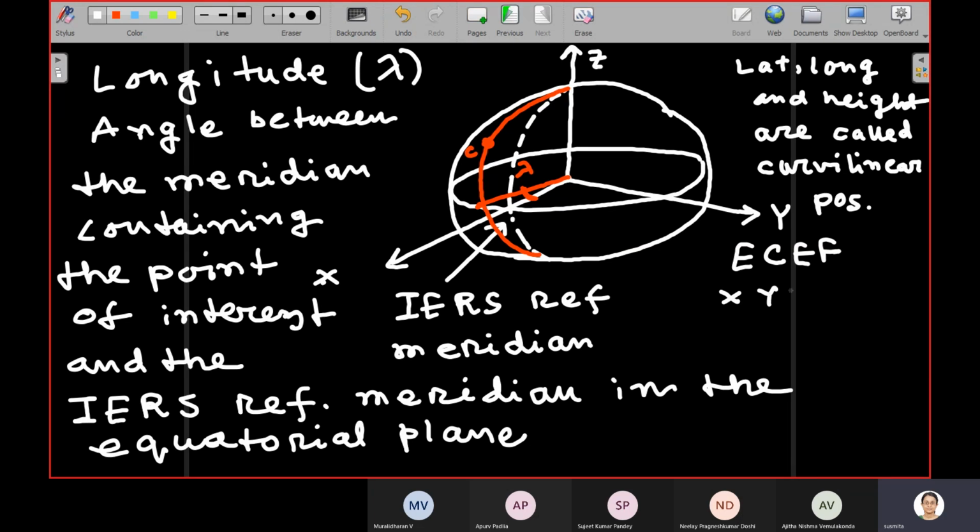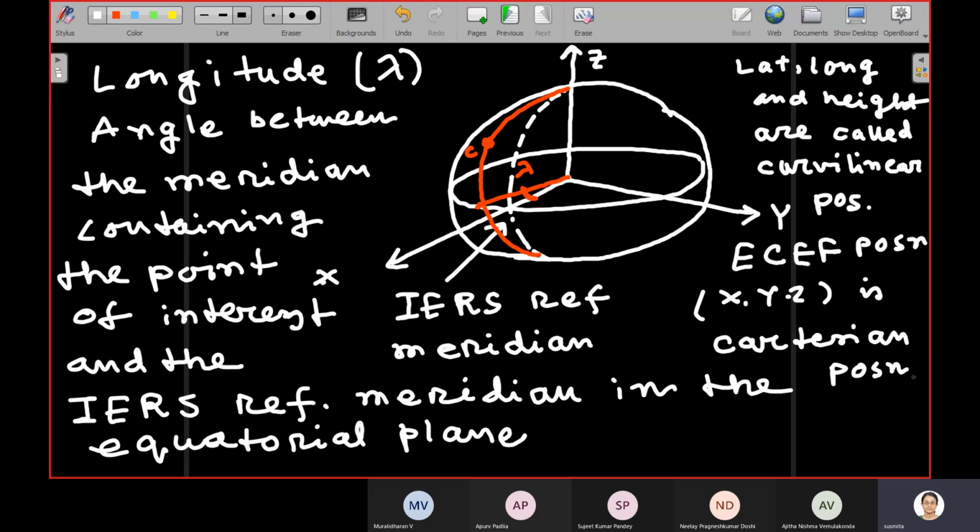So ECF XYZ or ECF position is Cartesian position. So we can represent or find the position of a body either in curvilinear coordinates or Cartesian coordinates. Okay.